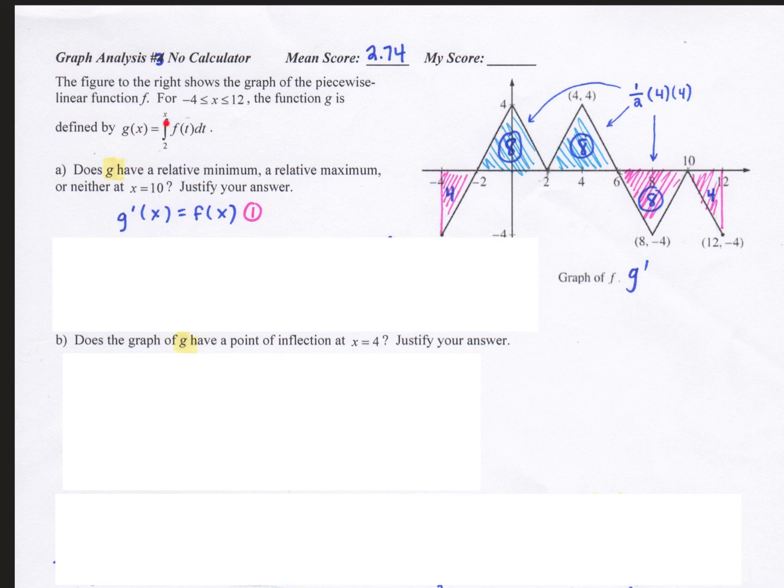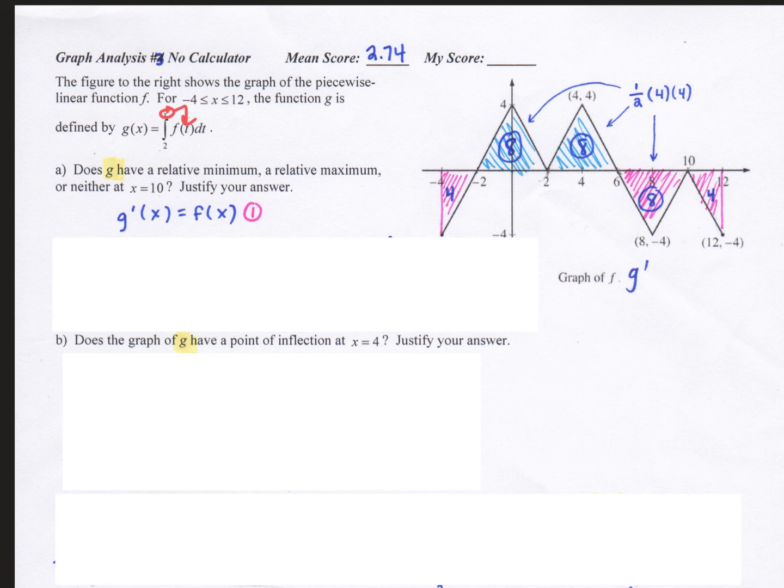The derivative of the integral from 2 to x of f of t is f of x. Recall derivatives and integrals are inverse operations, so they cancel each other out, and I simply take my upper limit and plug it in. And what this tells me is, even though this is labeled as a graph of f over here, it really is the graph of g prime as well.